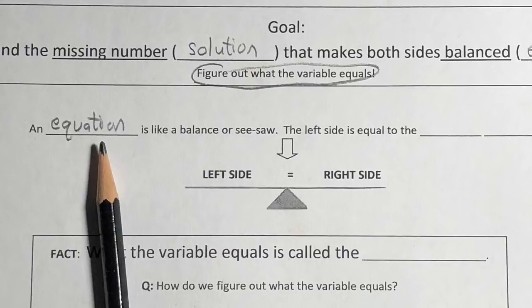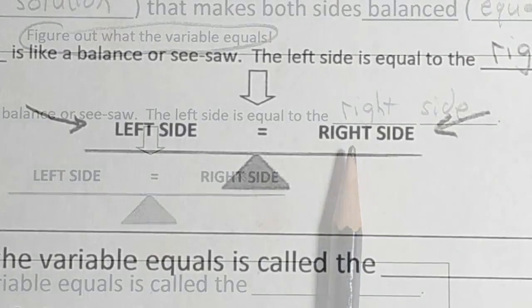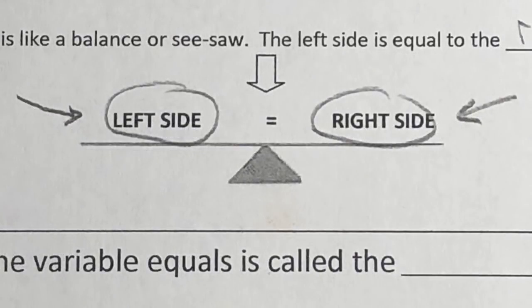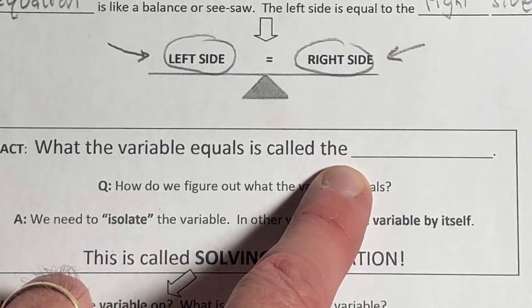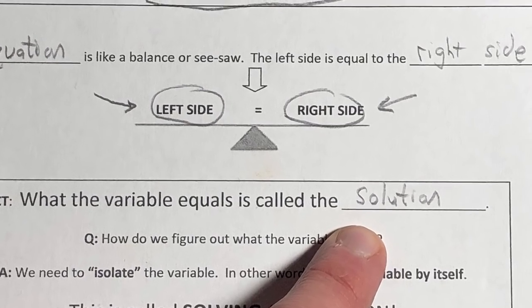Think of an equation as a balance or a seesaw, where the left side is equal to the right side. Can't state that enough times. There's two sides to an equation, a left side and a right side, and they're both equal. So what the variable equals is called the solution.